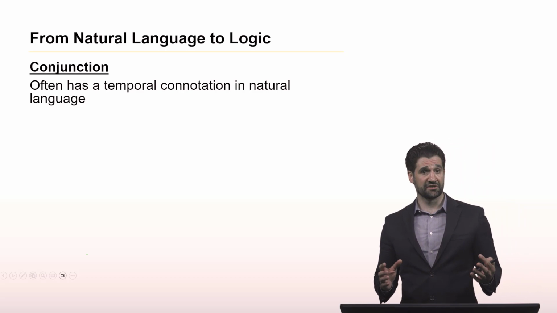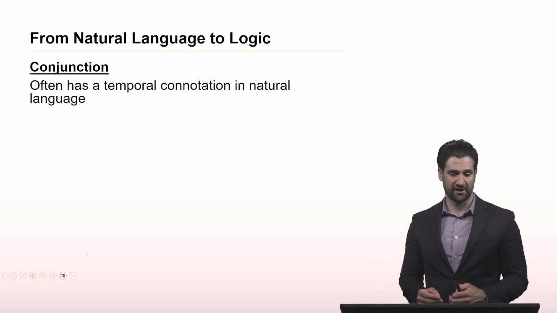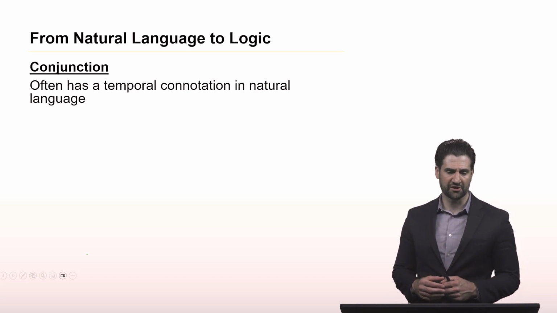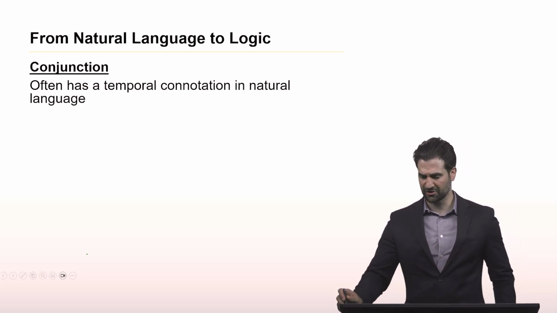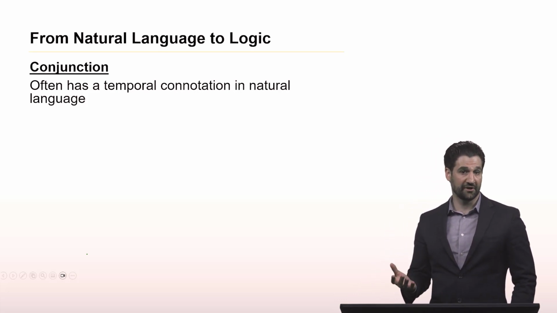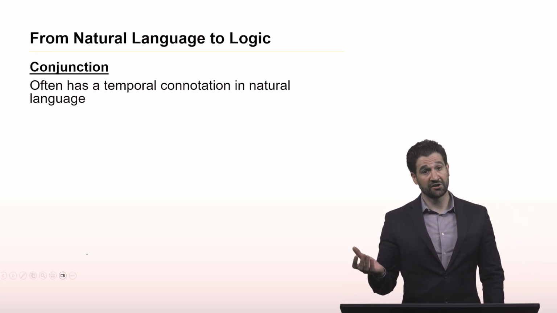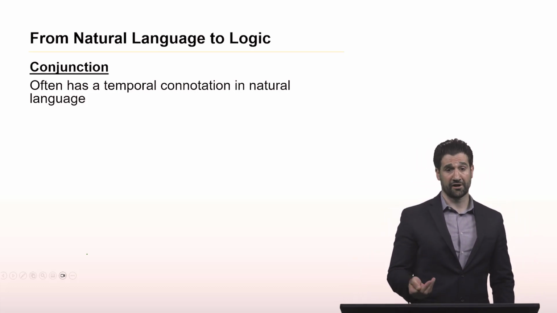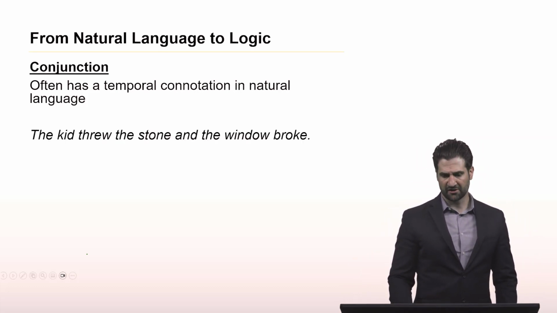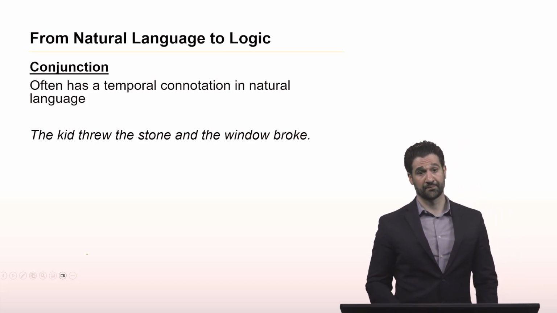So now let's consider, how do we take natural language and transform it into logic? Let's start with each operator. First, let's talk about conjunction. What often happens in natural language is that the use of the word "and" could have a potentially temporal connotation. Here's an example: The kid threw the stone and broke the window.